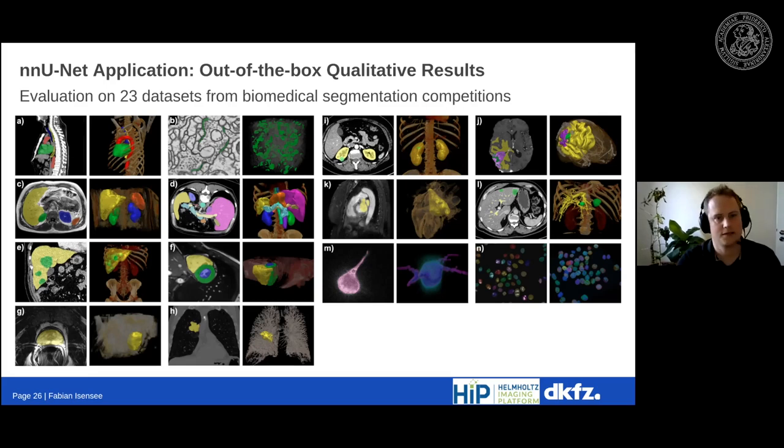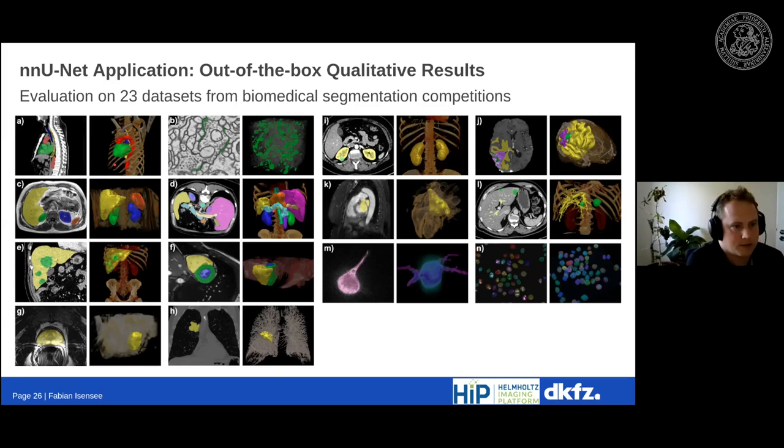So what you're seeing here essentially are qualitative results, segmentation maps generated by nnU-Net for a bunch of different data sets. These are not all 23 because that would have been just too crowded. But in each of these subplots, what you're seeing to the left is the raw image data with the generated segmentation maps by nnU-Net as an overlay. All of these cases are taken from the respective test set of the data set. And to the right is just a 3D rendering of the very same patient or data set to highlight the 3D nature of the segmentation problem.